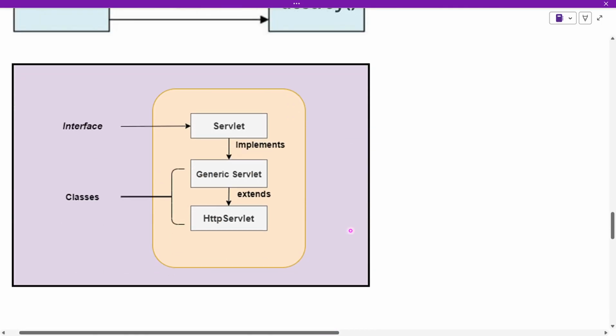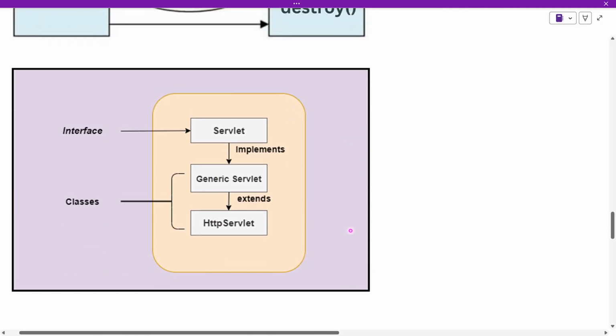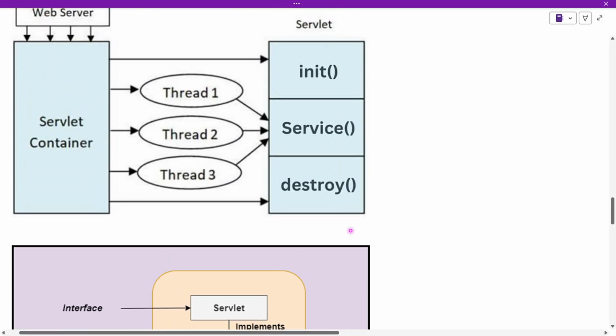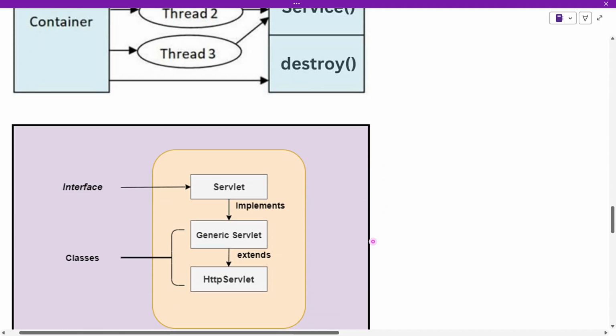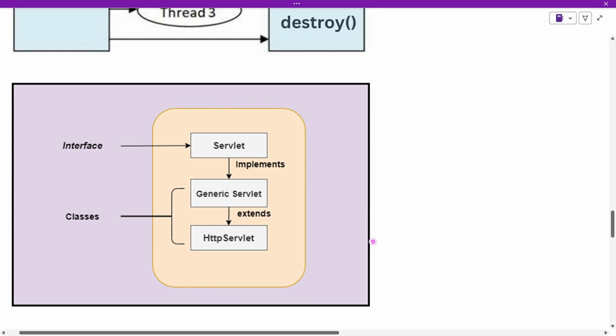So let's see how. The servlet is actually an interface. Using the servlet interface, there is another implemented class called the generic servlet. The generic servlet is going to implement the three methods which we discussed here: the init, service, and destroy methods. A generic servlet is generic because it is not protocol specific, and it has very limited features as well. So it is going to do what a basic servlet was supposed to do.